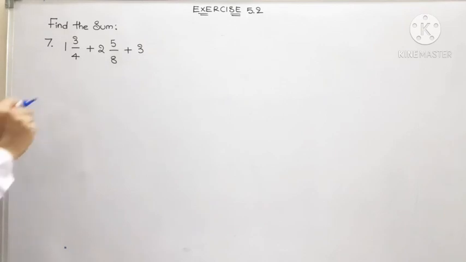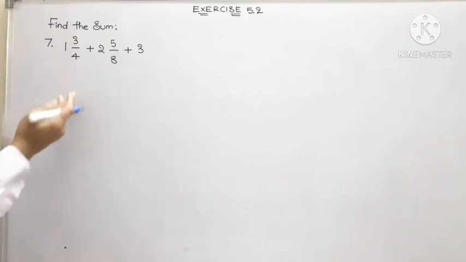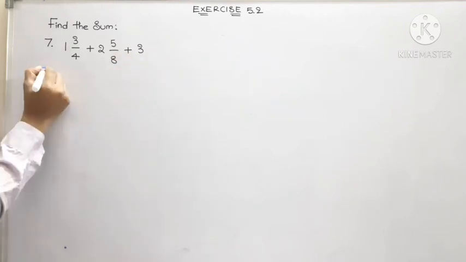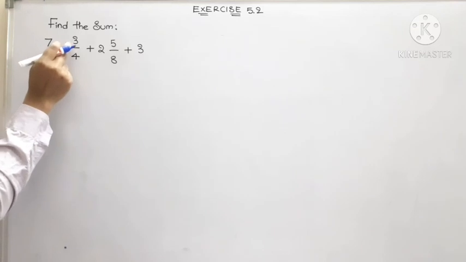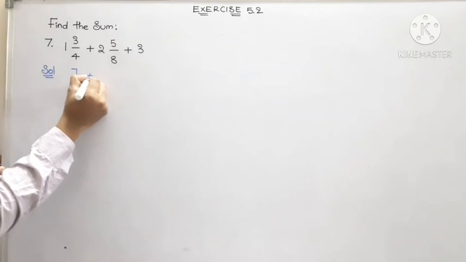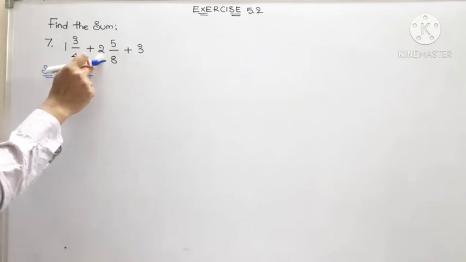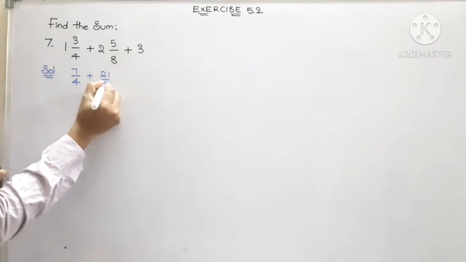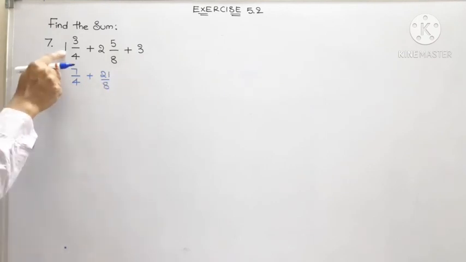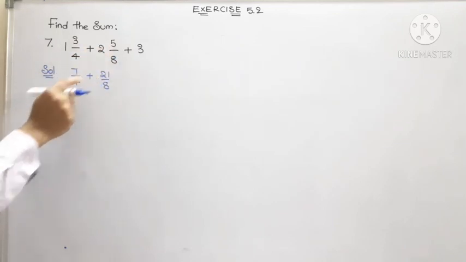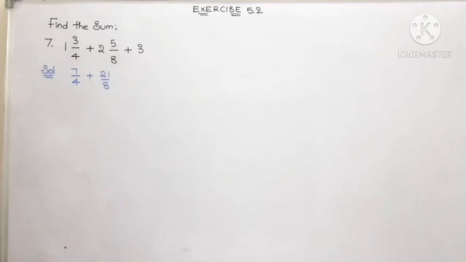Okay, children? Same. If you see a mixed fraction, you will convert it. If you see a whole number, you will put 1 as the denominator. So 4 1's are 4, 4 plus 3 is 7, 7 by 4. Plus 8 2's are 16, 16 plus 5 is 21 by 8. I hope you are understanding.